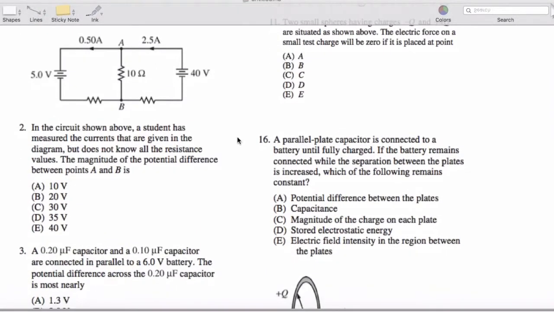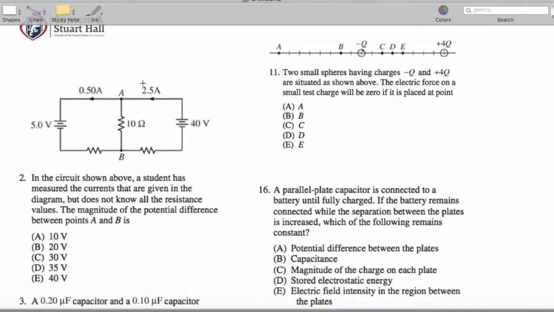Beginning the homework from yesterday, I wanted to go through all the problems and make sure that they make sense. So we'll start with the E&M problems, the multiple choice. So we have the circuit below, and we want to know the potential difference between points A and B. We're going to use Kirchhoff's law.